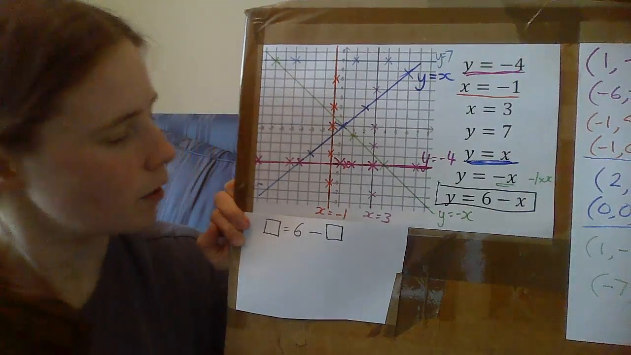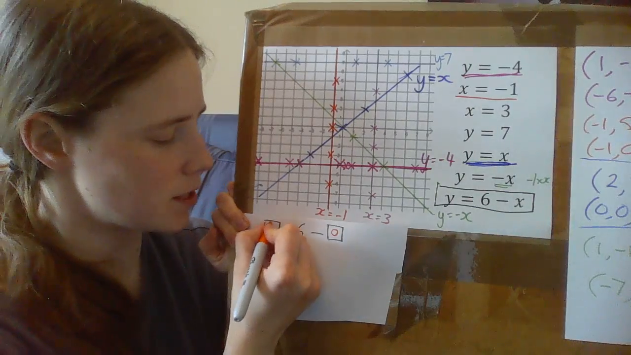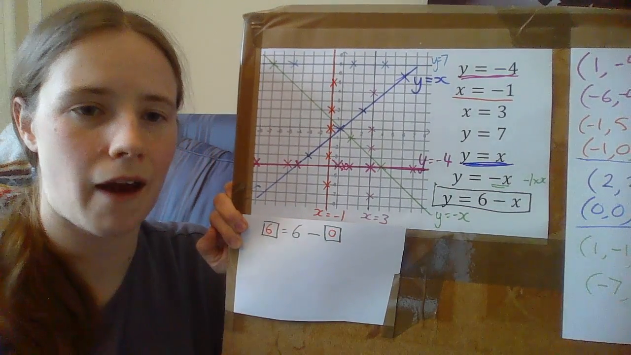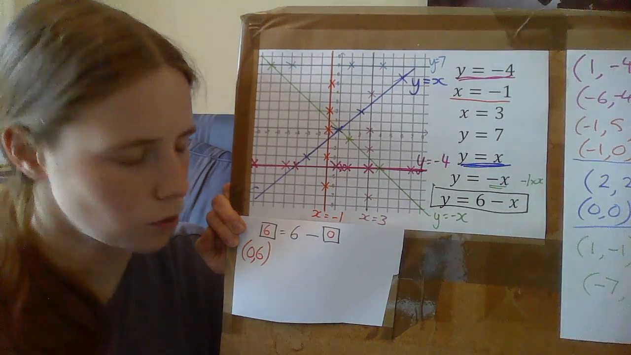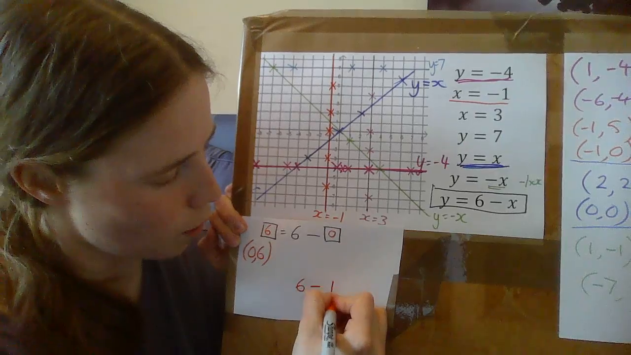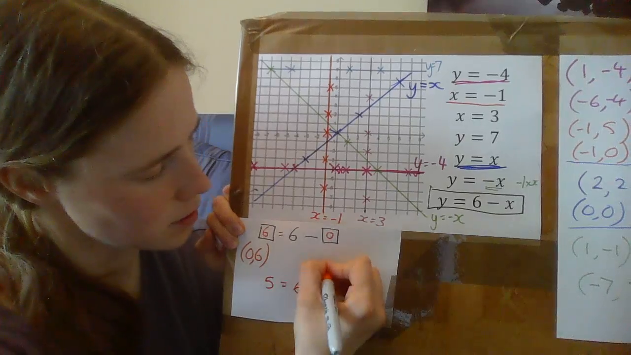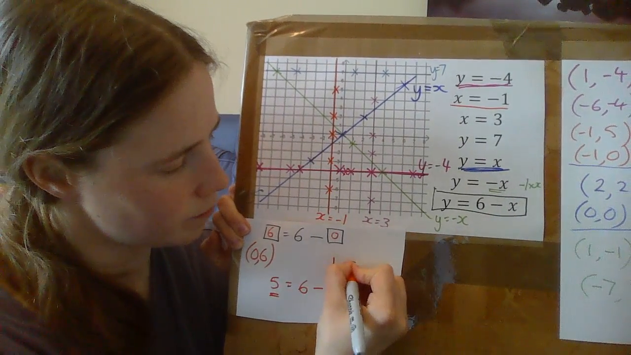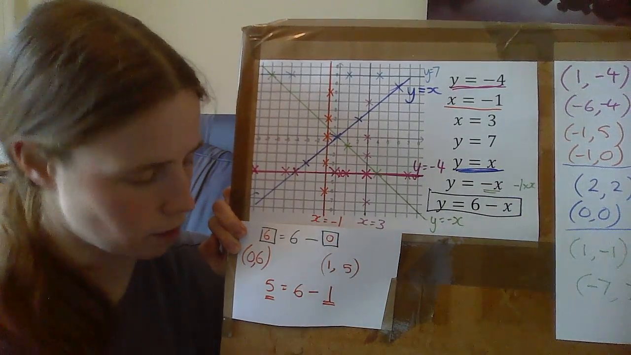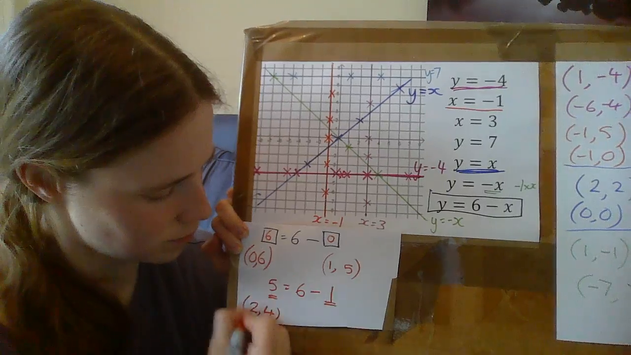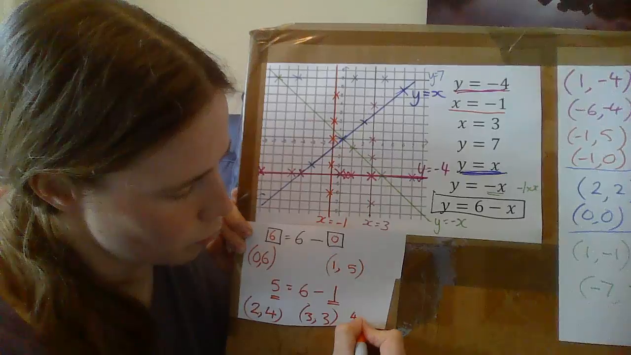Okay, so one I came up with, I decided to put 0 in here. 6 minus 0 is 6. So that's our y and that's our x. So I can write the coordinate 0, 6. I could also have 6 minus 1. Well, 6 minus 1 is 5. So that was my x, and that was my y, and I get 1, 5. Some other coordinates you could have that would also be correct would be 2, 4, or 3, 3, or 4, 2.